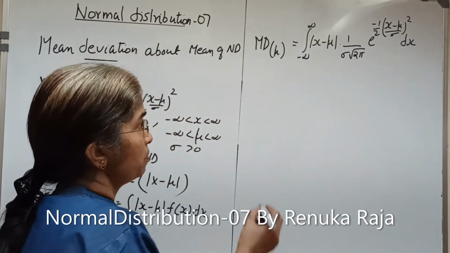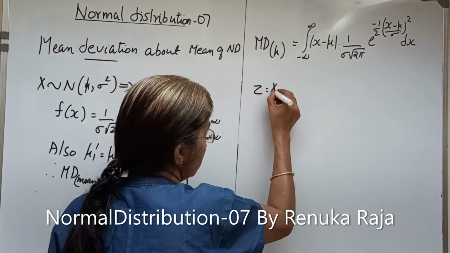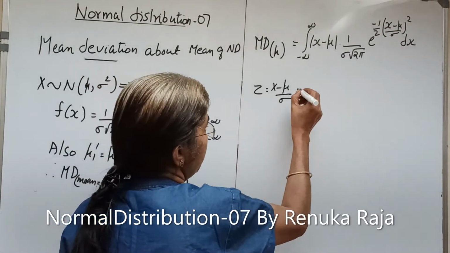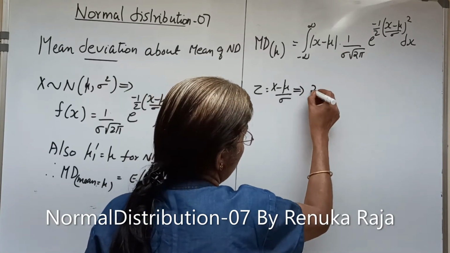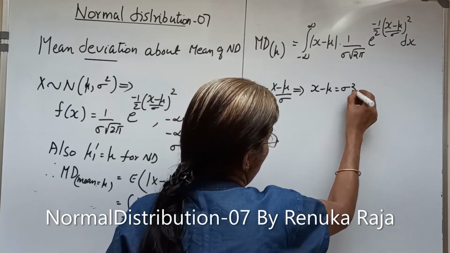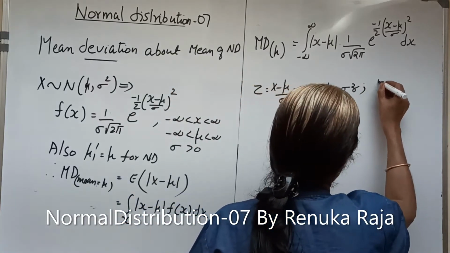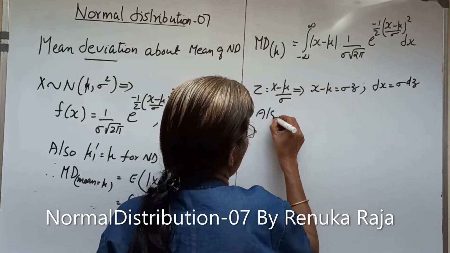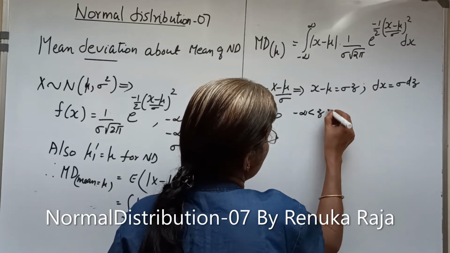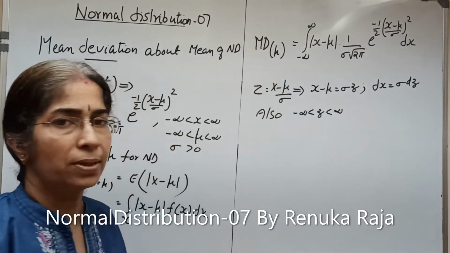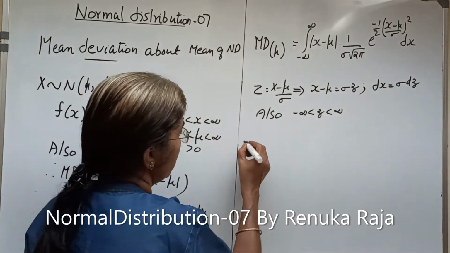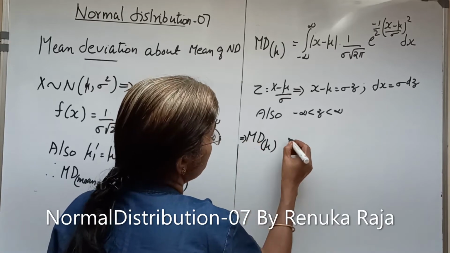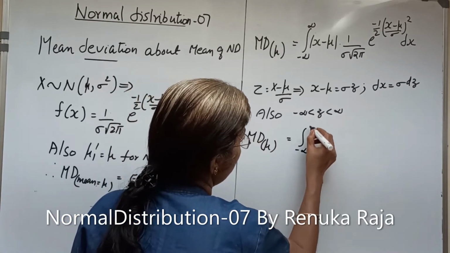Now for normal distribution, next step is the substitution z equal to x minus mu by sigma, which implies x minus mu equal to sigma z. So that dx equal to sigma dz. And also minus infinity less than z less than infinity as z equal to x minus mu by sigma.